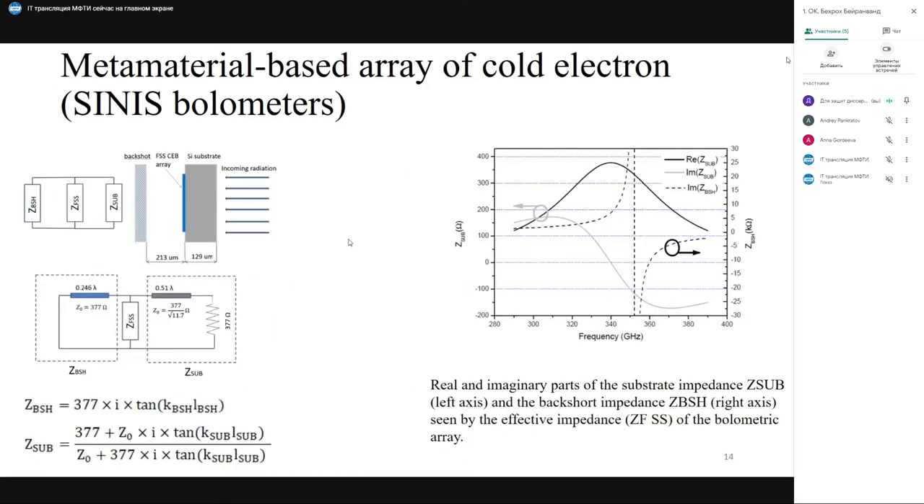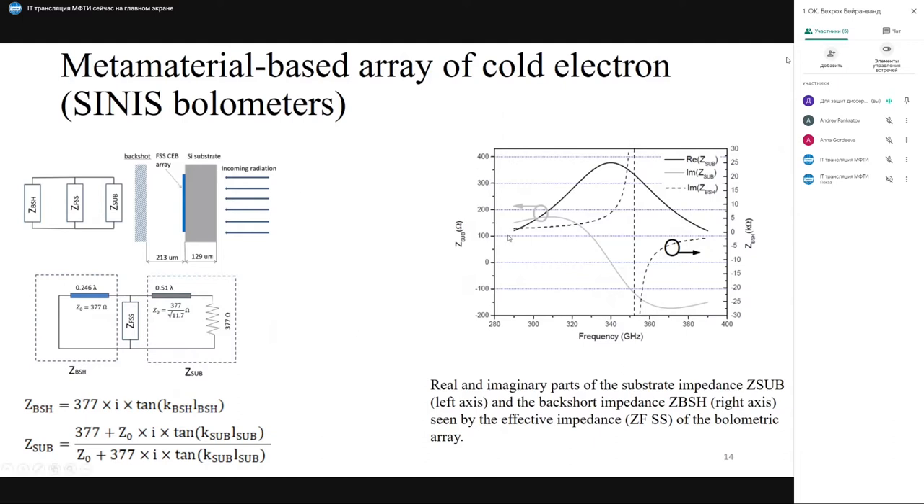Now let's see the schematic of our design. Here we have a back short on boundary X from the vacuum side, and the radiation is coming from the substrate side. The vacuum side is shorted, and it is like a transmission line in this schematic. From the substrate side, we have a series of vacuum impedance with the transmission line of the substrate. But as we know from transmission line theory, because the vacuum side is shorted, the back short impedance is only imaginary, but the substrate has real and imaginary components.